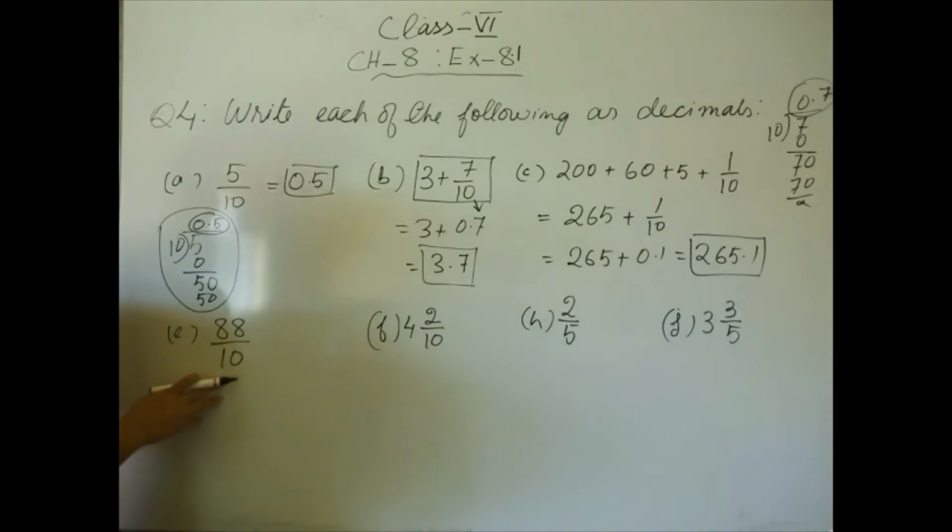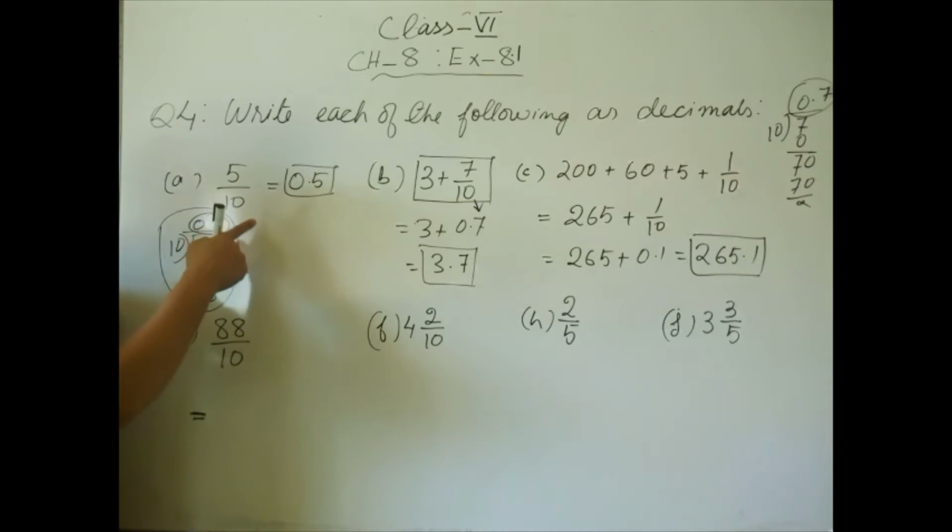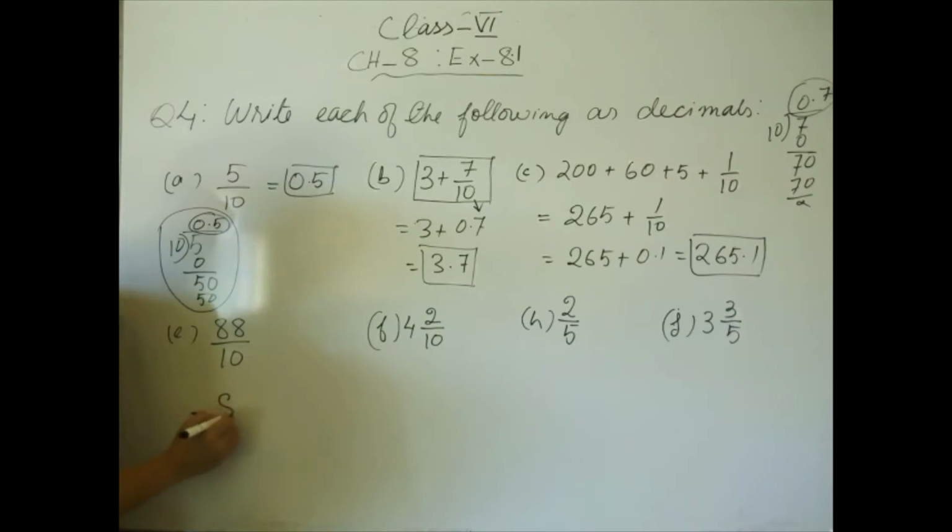Next, we come to this one. So 88/10, you are going to write this number as a decimal number. Then how much do we get here? You see, we need to keep a point here. To keep a point, just write the number. It is 88. How many zeros are there below? 1 zero. So count 1 digit from the right side of the number, and after that put the point here. So you are getting 8.8 as a decimal.